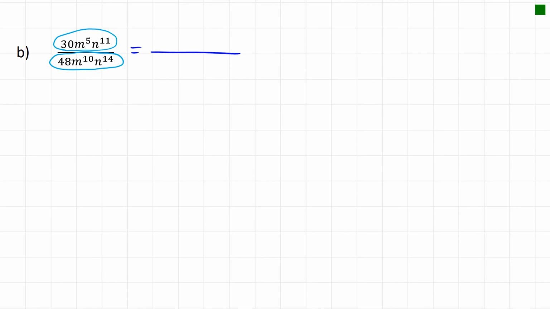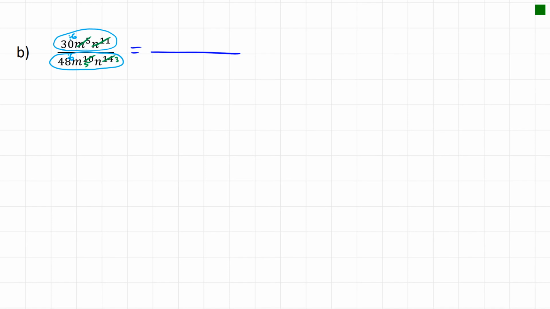So 30 and 48, what do they have in common? To me, the highest thing they probably have in common is the 6. So we'll start there. If there's more to be simplified later, we can do that. We're going to divide each by 6. Then getting to the letters, m to the 5 on top cancels with 5 of the m's on the bottom, and 11 of the n's on top cancel with 11 of the ones on the bottom, leaving just 3 n's left on the bottom in the denominator.